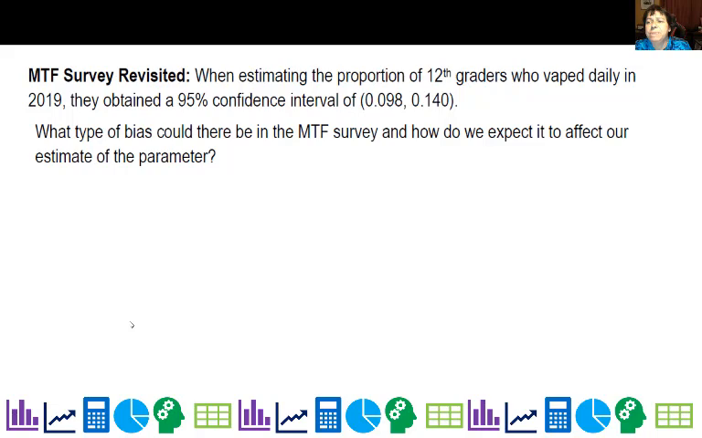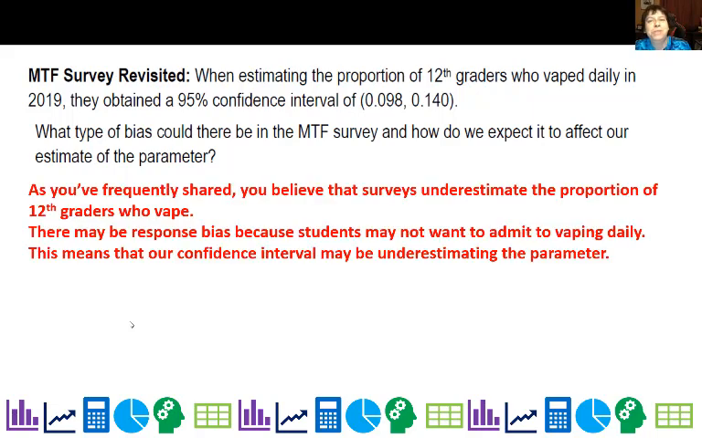What type of bias could there be in the survey, and how do we expect it to affect our estimate of the parameter? Well, you guys have told me frequently that you believe the surveys underestimate the proportion of 12th graders who vape. Why? You say, well, they'll just lie. In other words, that's called response bias. They don't want to admit to vaping. And what does that mean in terms of our intervals? So you should be able to take the bias and say, is our statistic going to overestimate or underestimate? In this case, we believe it will underestimate the parameter.